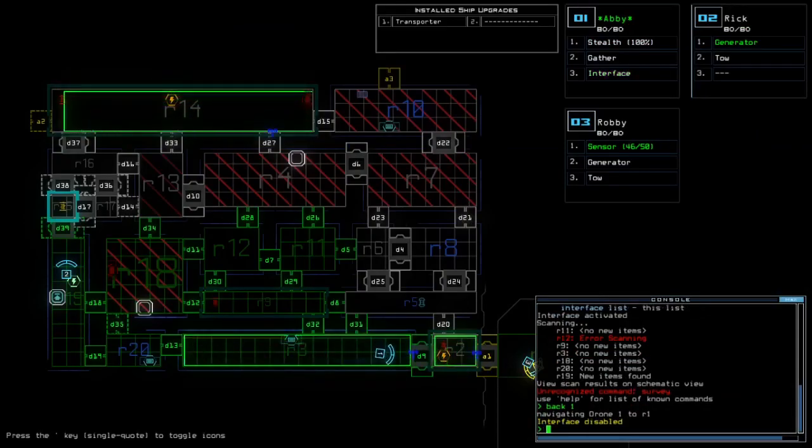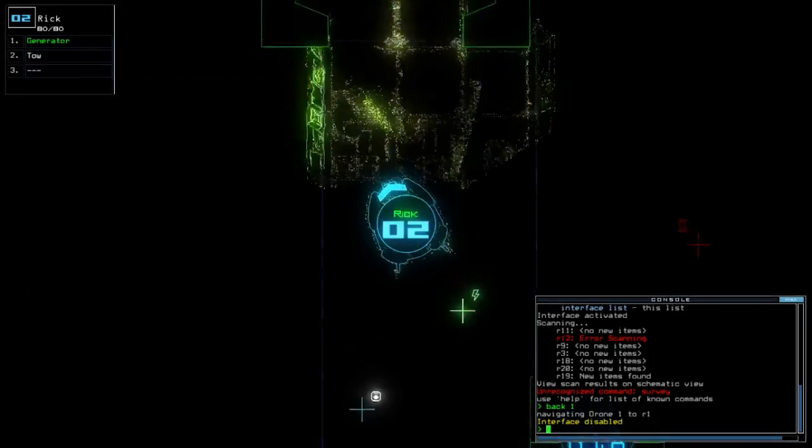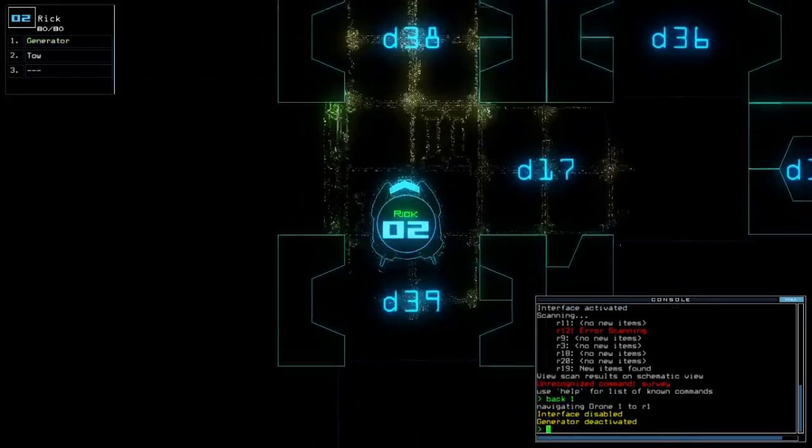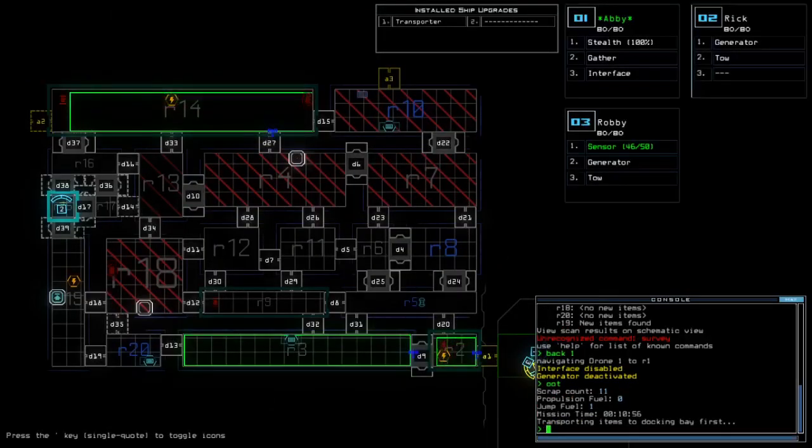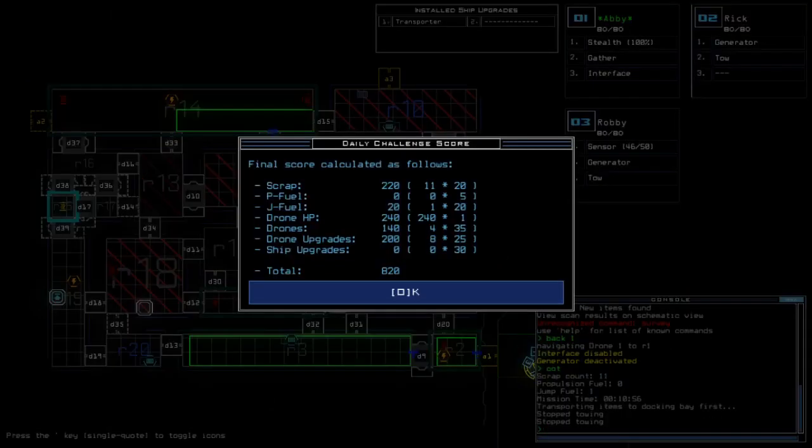All the scrap already got vented, unfortunately. So I think that's what happened. Oh well. That's quite a mission indeed.